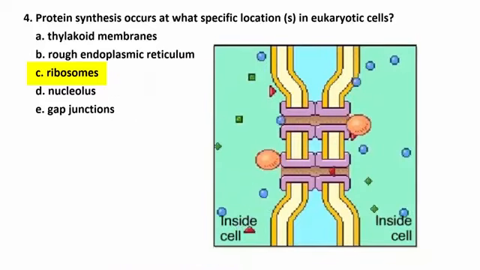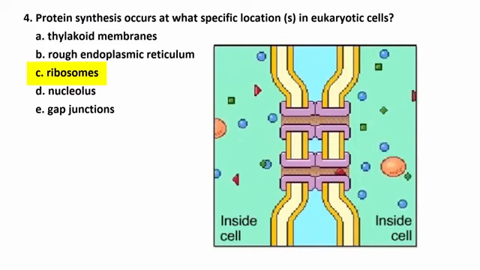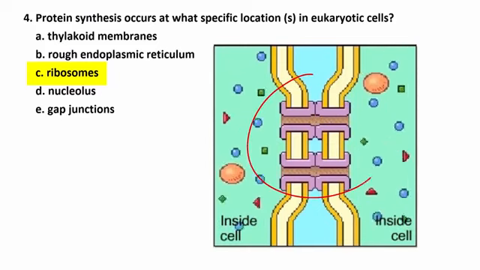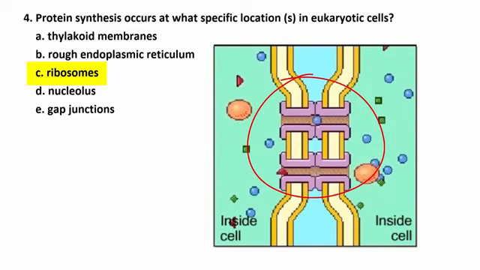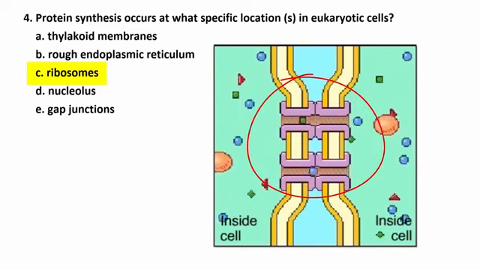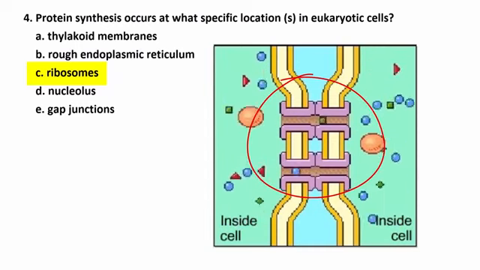Gap junctions, on the other hand, are a specialized intercellular connection in animal cells. And it connects the cytoplasm of two cells to allow exchanges of various molecules, ions, and even electrical impulses through a sort of regulated gate between cells.